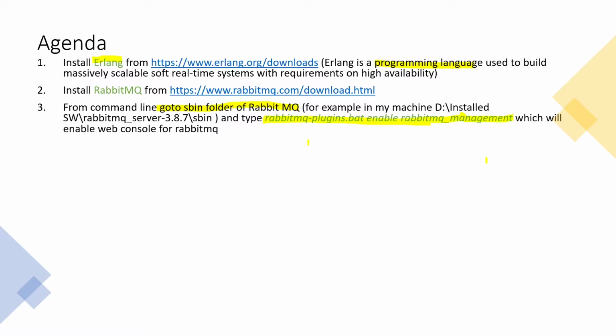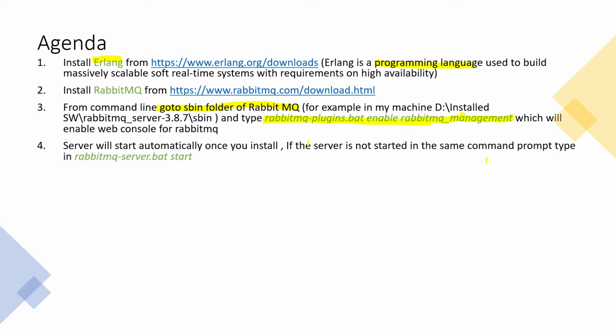Once the management console is enabled, you have to check whether your RabbitMQ server is up or not before you go and check the web console. Usually, when you install the RabbitMQ server, it will immediately start. If it is not started, then here is a command to start it. Be in the sbin directory and hit this command.